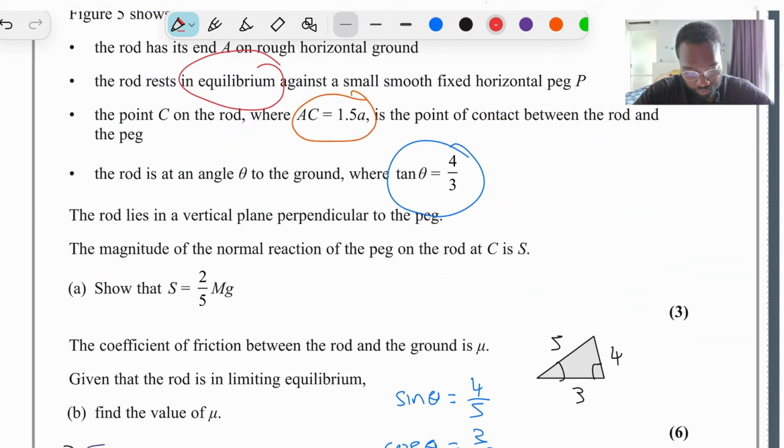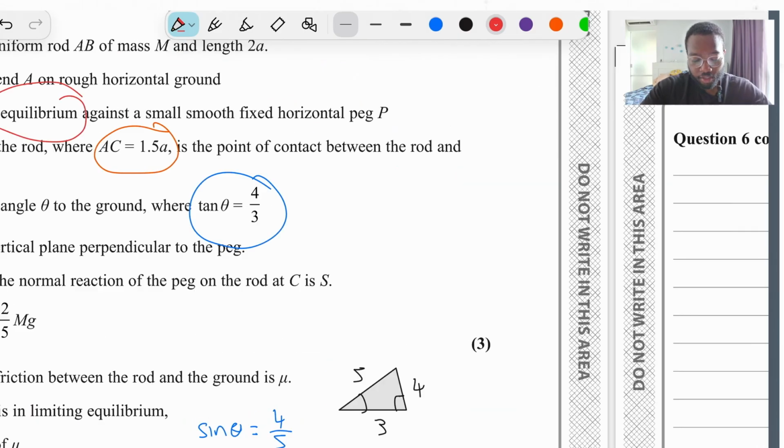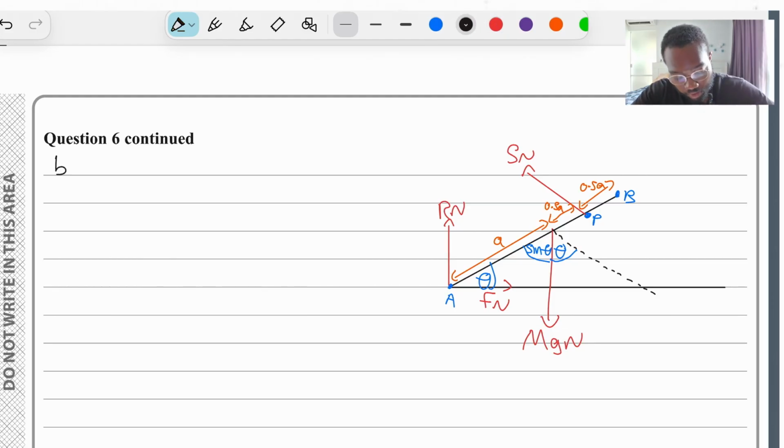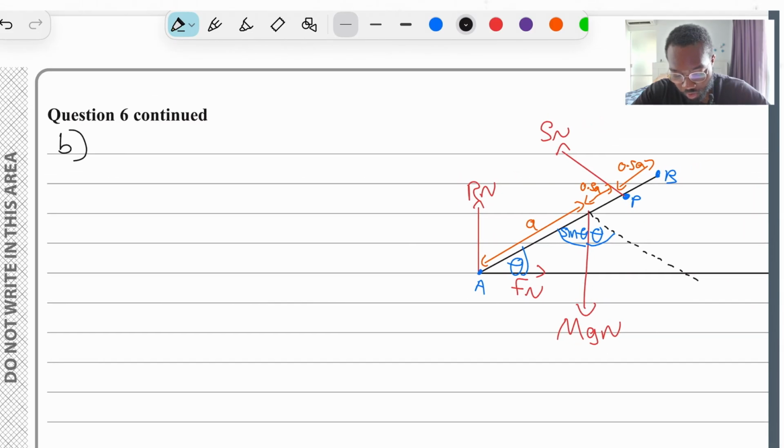And for that last question, we are told that the coefficient of friction between the rod and the ground is mu. Given that the rod is in limiting equilibrium, find the value of mu. So if I do that over here, part B, we need to find that value of mu. What do we know from looking at this? Well, first things first, we know the equation: friction is equal to mu times R. So we need to work out what the friction is, and then what the normal reaction is at A. Once we know that, we can do friction divided by the normal reaction, and that will give us our mu value.